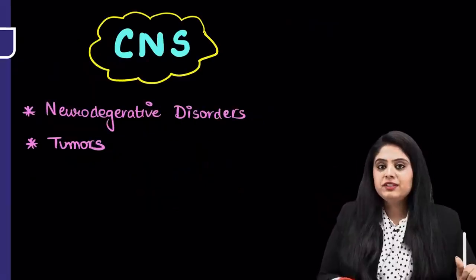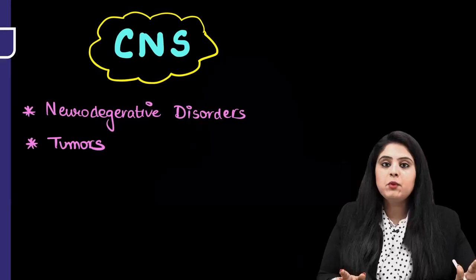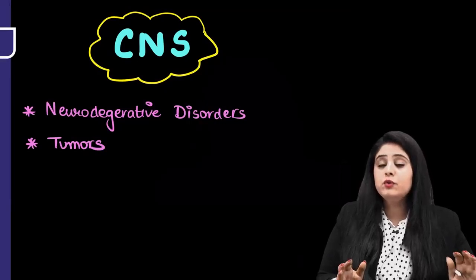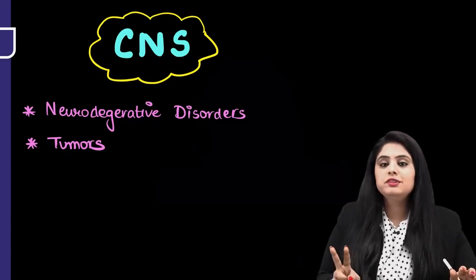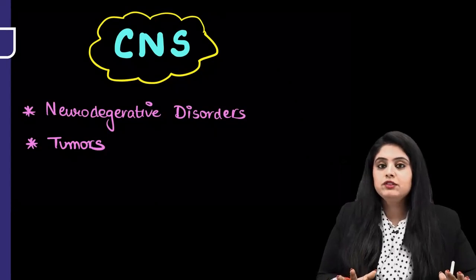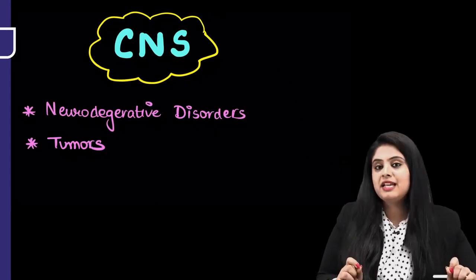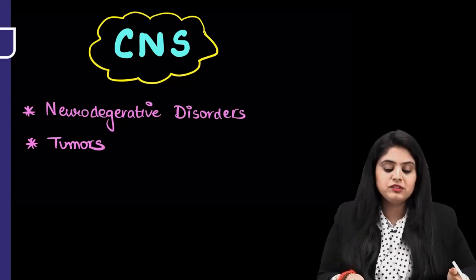Now let's begin with the central nervous system. There are two very important parts of this chapter that are a must know for the exam. Number one, the neurodegenerative disorders and their images and genetics, and number two, the CNS tumors. We are going to make lots of tables and wrap up the entire CNS in 30 minutes, which is quite a task, but I guarantee we'll be able to do it in the best possible manner.